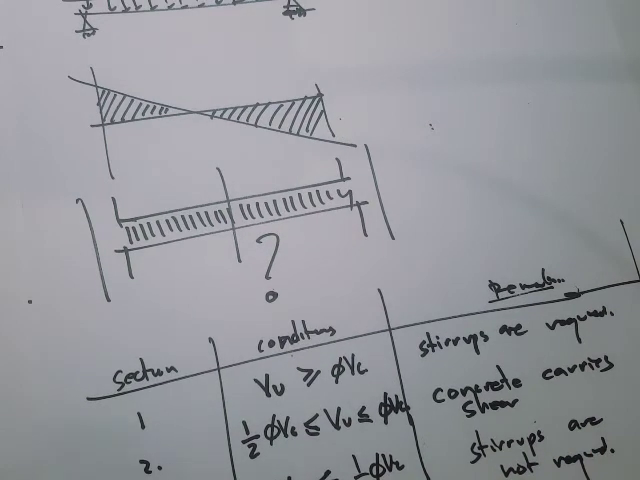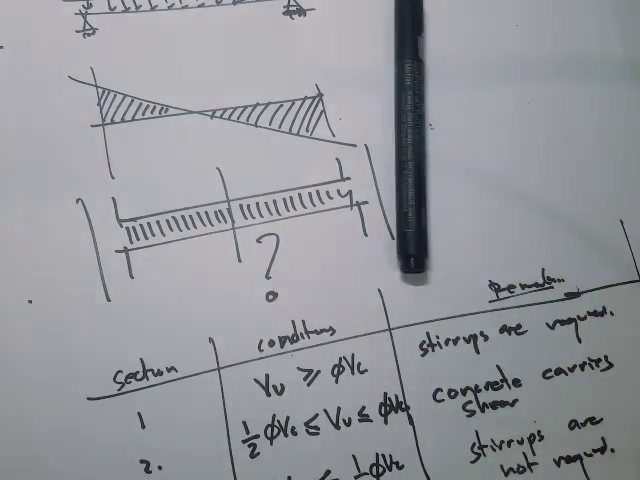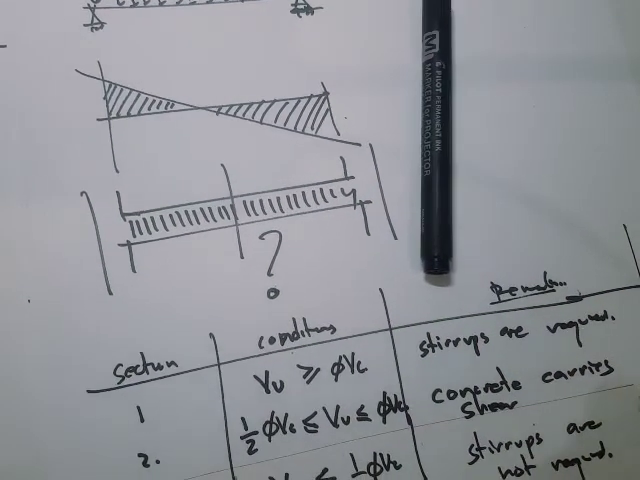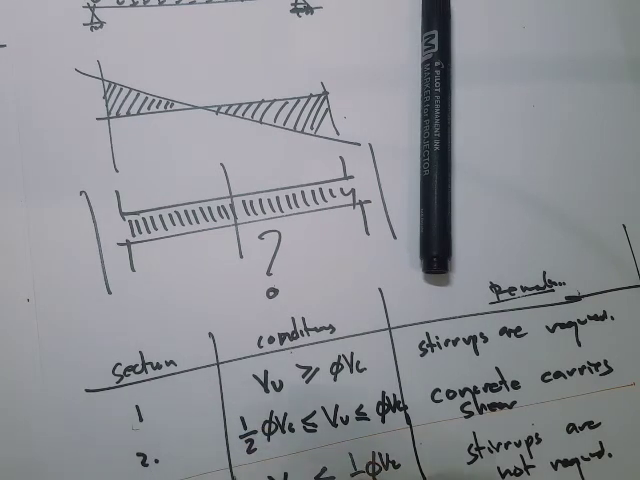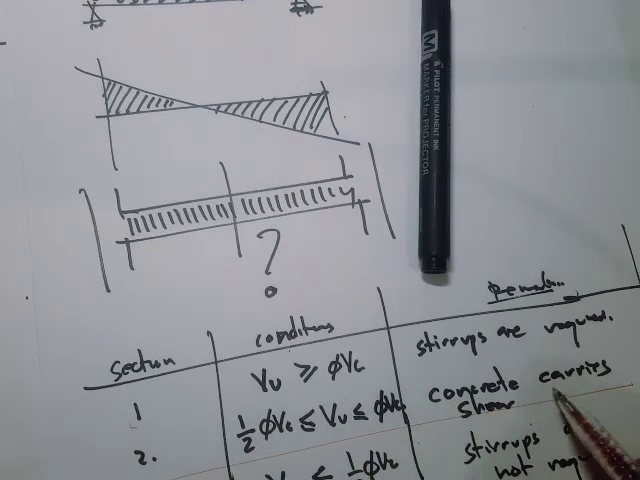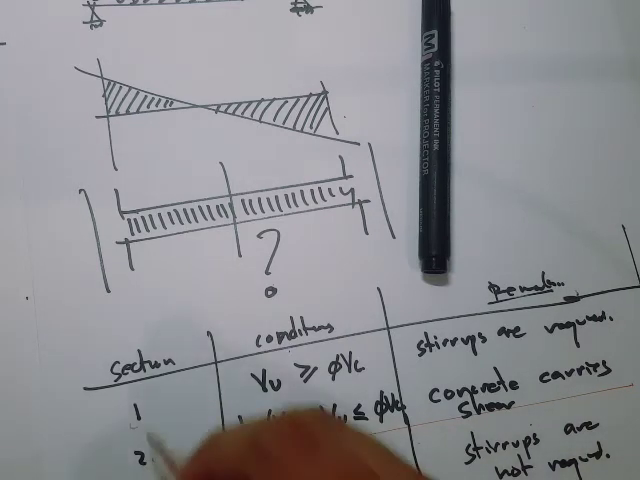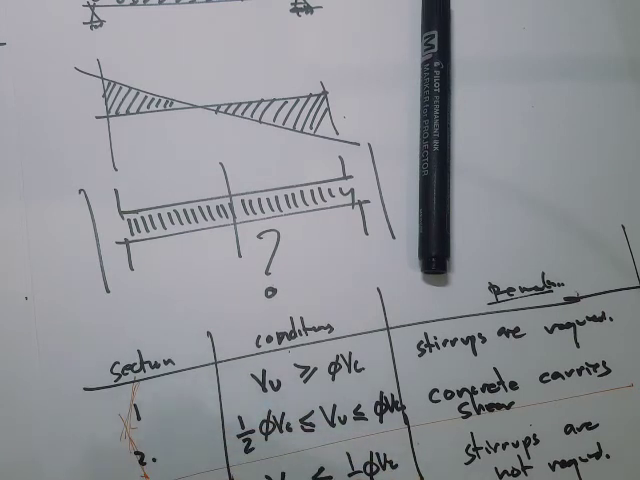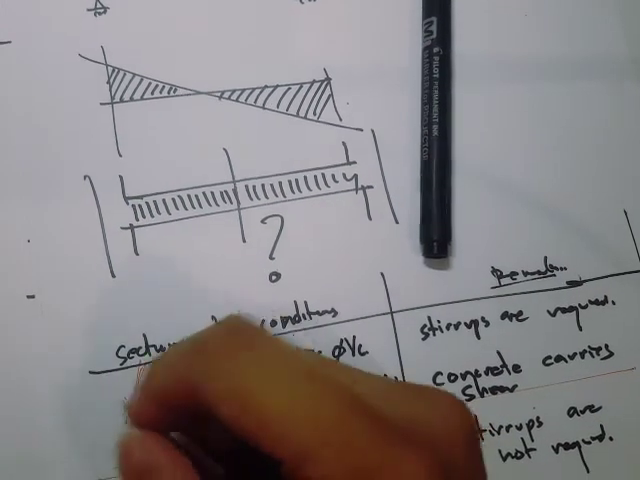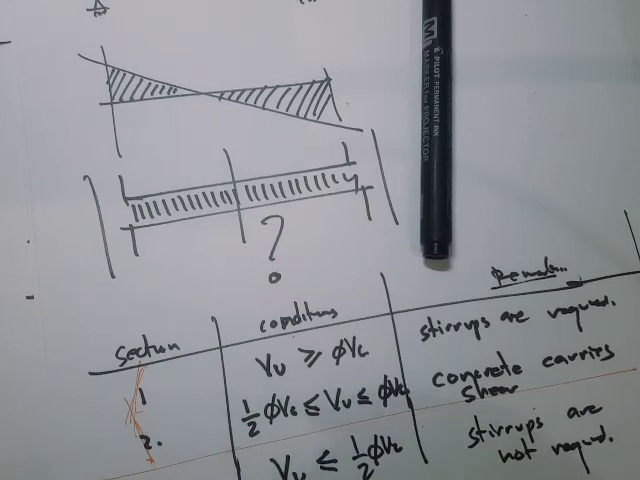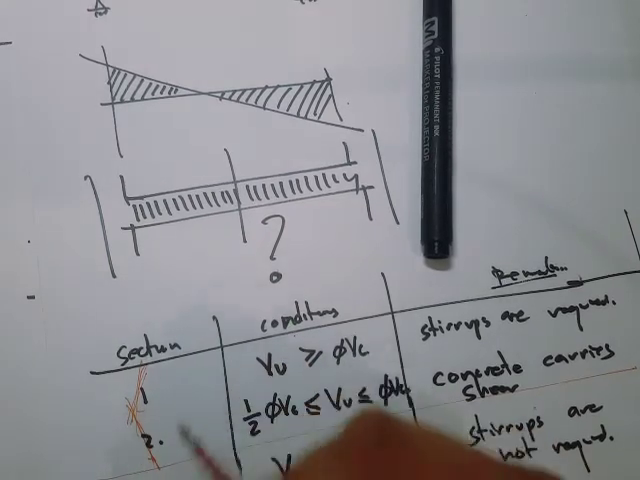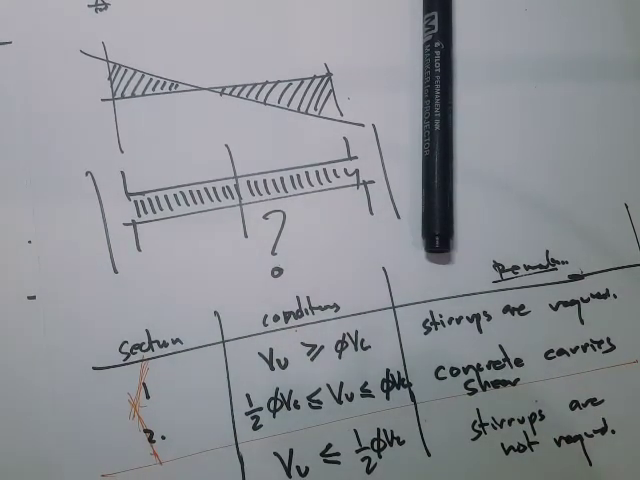Even though in section two the concrete alone can carry the shear force, the code still specifies to provide stirrups, just to ensure that we have safety from sudden failures.